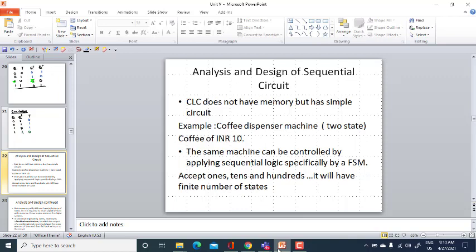The same machine can also be designed by applying a sequential logic circuit. For example, you can provide 100 rupees, 50 rupees, or 30 rupees. In all the cases, it will take the rupees and return the coffee as well as the remaining amount. And if your input is less than rupees 10, it will reject. So these are the possible states of the machine, but all these states are finite states. All the states of the machine are nothing but the finite states. And this coffee dispenser machine can also be designed as a finite state machine.